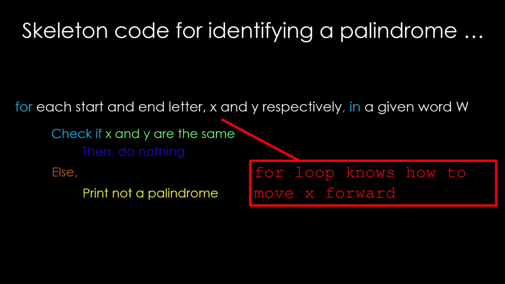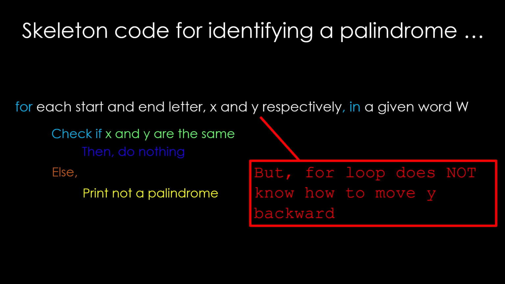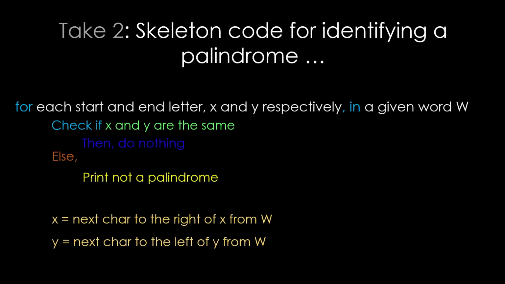For example, consider the starting line, for each start and end letter, etc. This line is fine for the first iteration, but what happens in the next iteration? How does the computer know that for the start letter X, we need to move one step towards the right? And similarly, for the end letter Y, we need to move one step towards the left. One way to fix this is by moving explicitly to the next characters. So we modify the skeleton a bit. Now it looks like this.